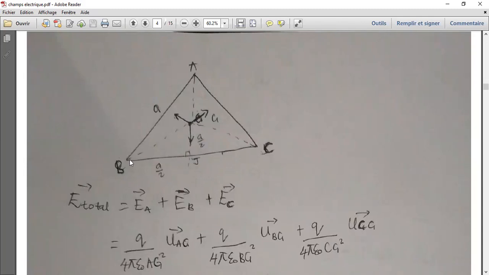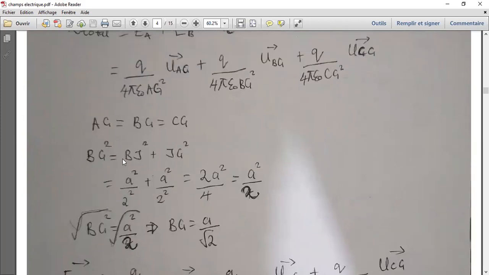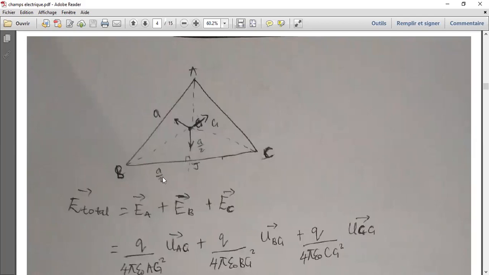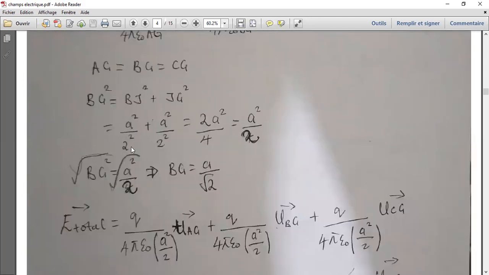So you have R divided by 2 here, and also R divided by 2, and they want you to calculate the distance of the hypotenuse. If you are given something like this, you just use the Pythagoras theorem. So to find your BG, BG squared is equal to BJ squared plus JG squared. Your BJ is A over 2, and your JG is A over 2 also.